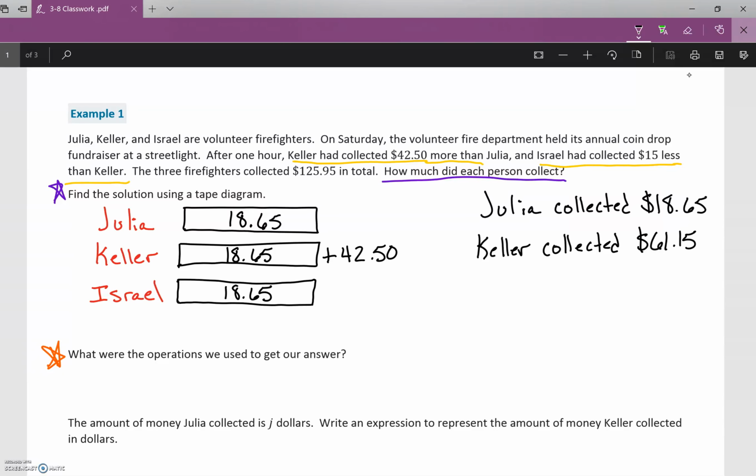And then we know that Israel collected $27.50 more than Julia. So Israel collected $18.65 plus $27.50. So $46.15.